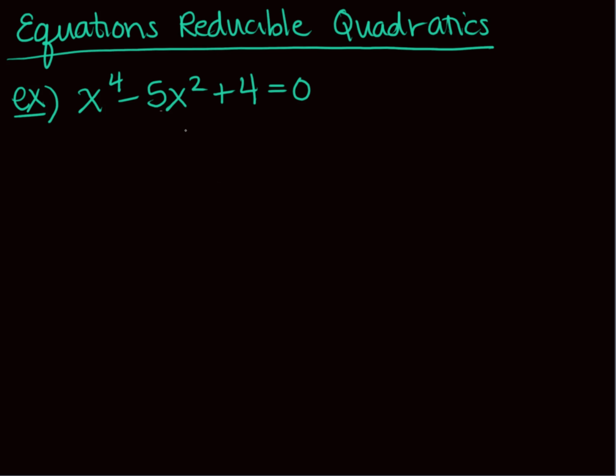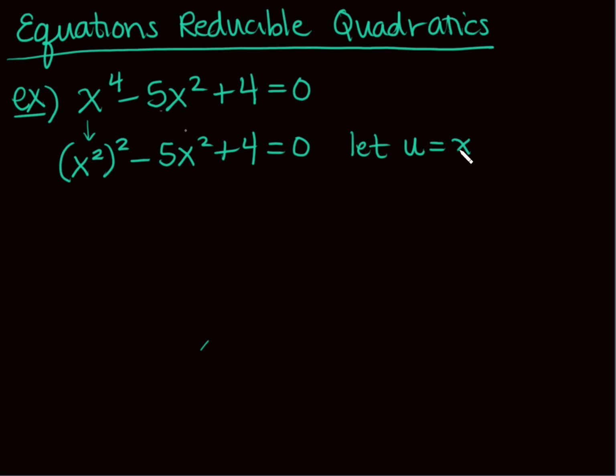It's degree 4. So the trick here is going to be realizing that x to the 4th could be written as x squared squared, right? We multiply exponents when we raise an exponent to another exponent. So what I'm going to do here is make a substitution. I am going to let u, or m, or whatever you would like to use, let u equal x squared.